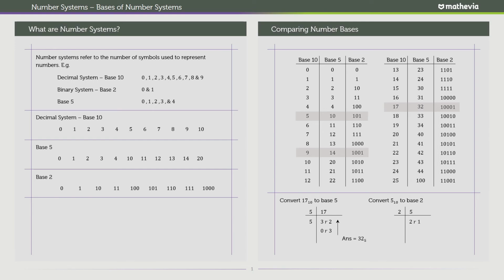So dividing by 2, 5 divided by 2 gives us 2 remainder 1. Basically, you can't divide 5 by 2 evenly, you can divide 4 by 2, but dividing 5 by 2 will give you 2 remainder 1. Then 2 divided by 2 is 1, remainder 0. There's no remainder, so you write it down as 0.